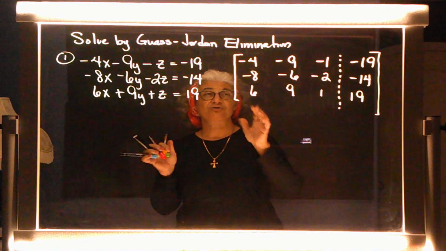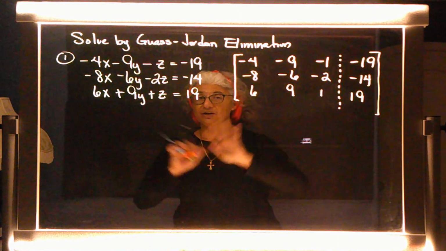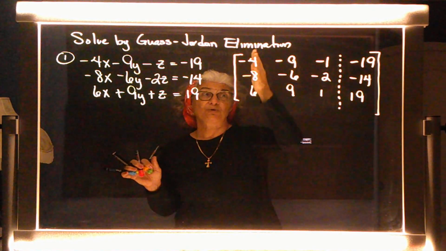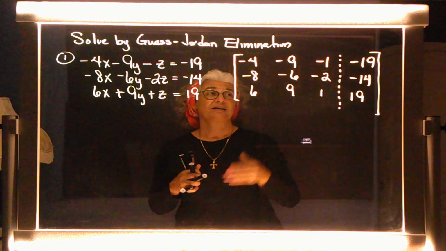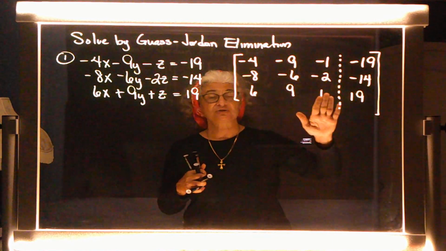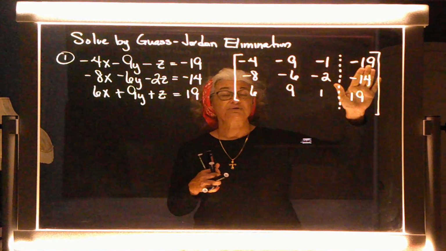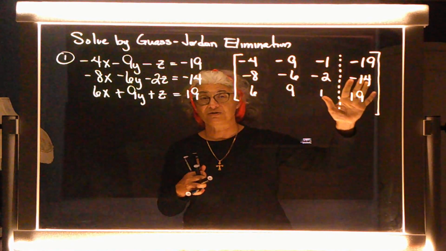Because now the matrix is going, well, my first column is all x's. So those all better be the coefficient of x. My second column is all y's. Third column is all z's. The numbers on the other side of this dotted line are all the answers.